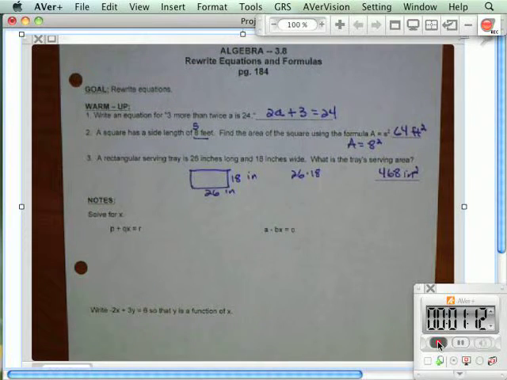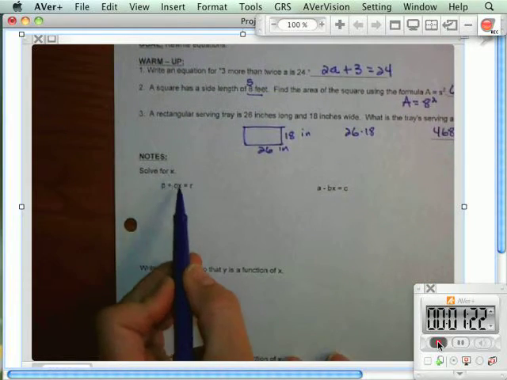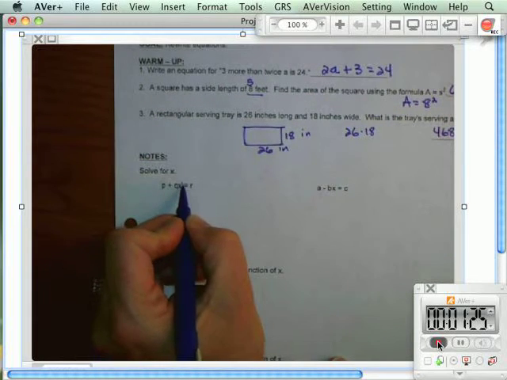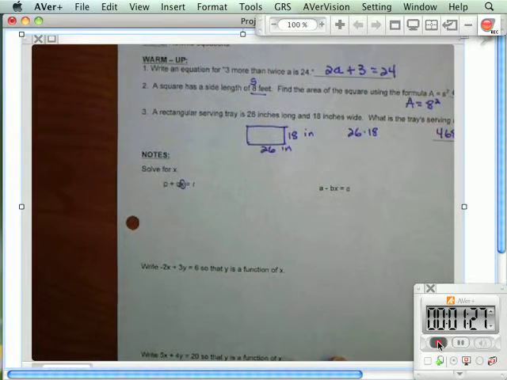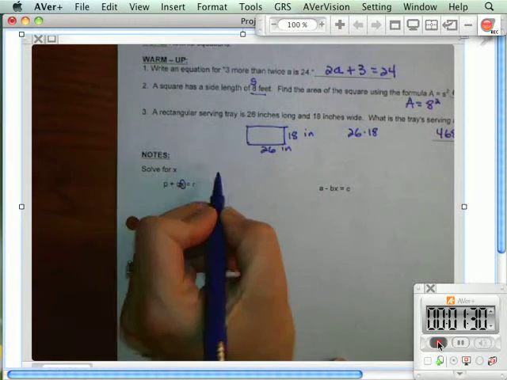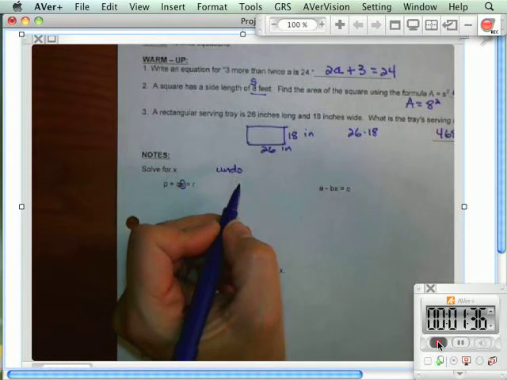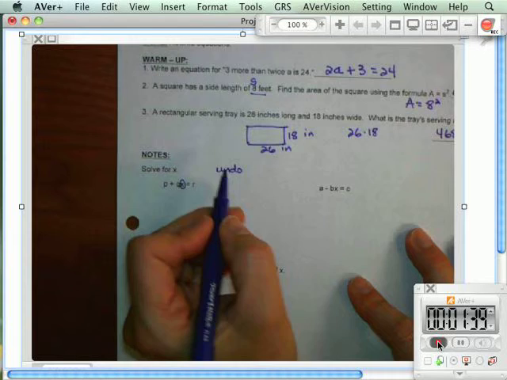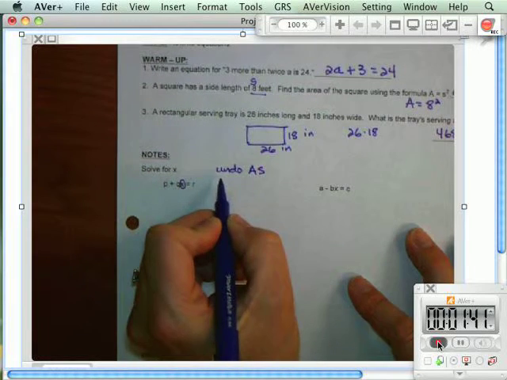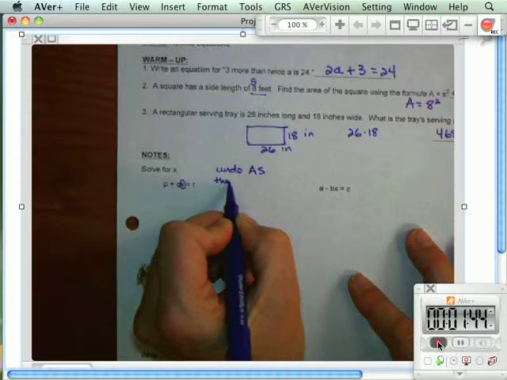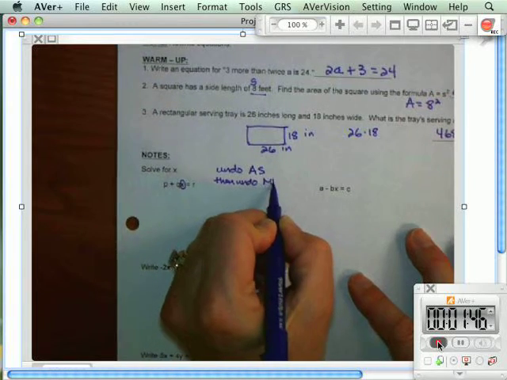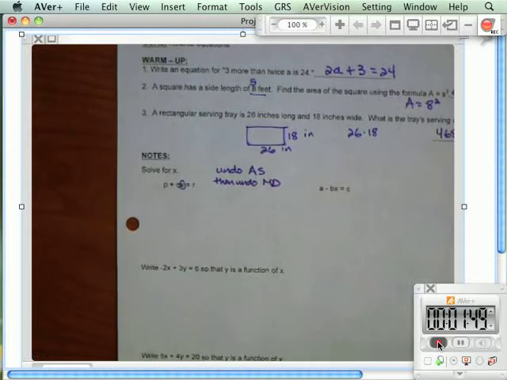All right. For this one, you're going to rewrite equations and formulas. It's kind of a lot of writing, so stay with me, okay? This says solve for x. Right now, x is in the middle of all this stuff, so I want you to circle it. And we want it by itself. You're just rewriting. You're not solving for a number. You're going to move the equation around so x is by itself. So the first thing you do is undo addition and subtraction, and then you undo multiplication and division. Those are kind of the rules of thumb here.